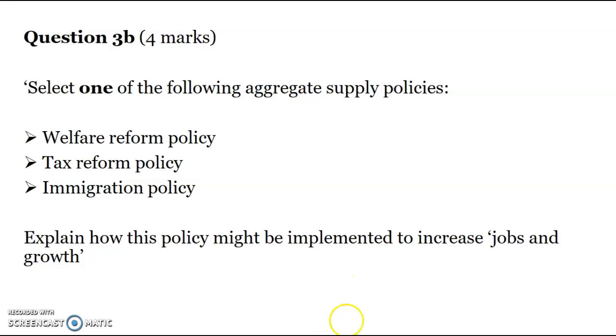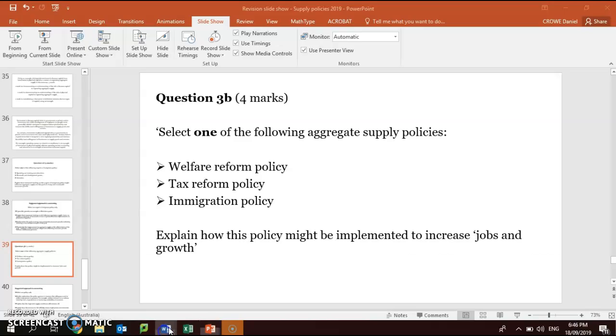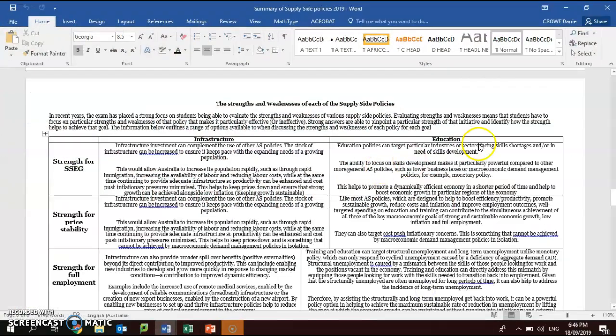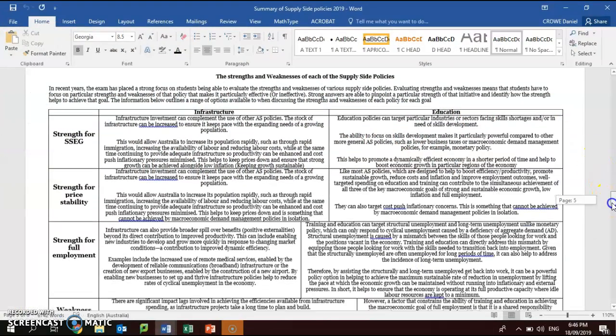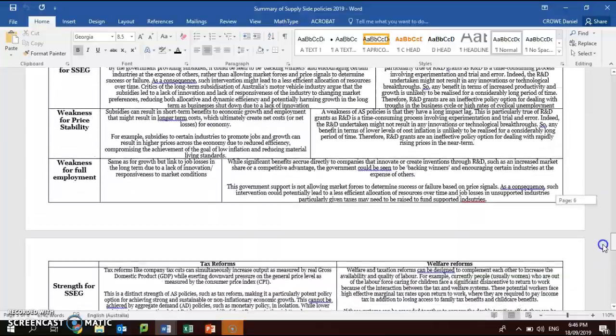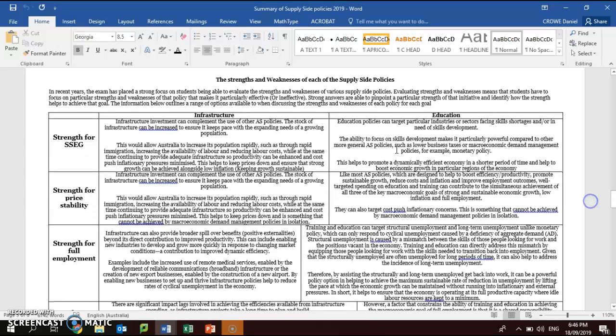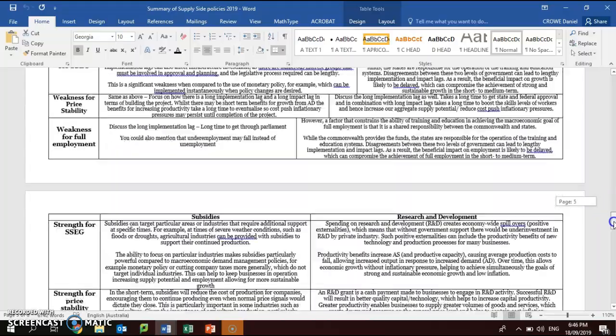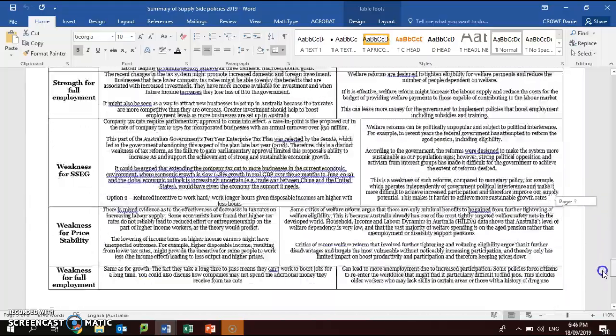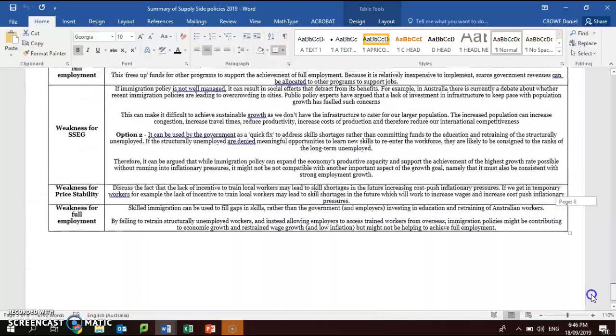The last thing I'll mention in this video is, if you go back to the information that I said online, you need to know the strengths and weaknesses of the first four policies. So infrastructure, education, subsidies, and research and development. I don't have time to go through them all now, but if you go through this, you've got all the strengths you can link into each of the goals. So make sure you're aware of specific strengths and weaknesses for those four. I won't test you on tax concessions, tax reforms, welfare reforms, or immigration.